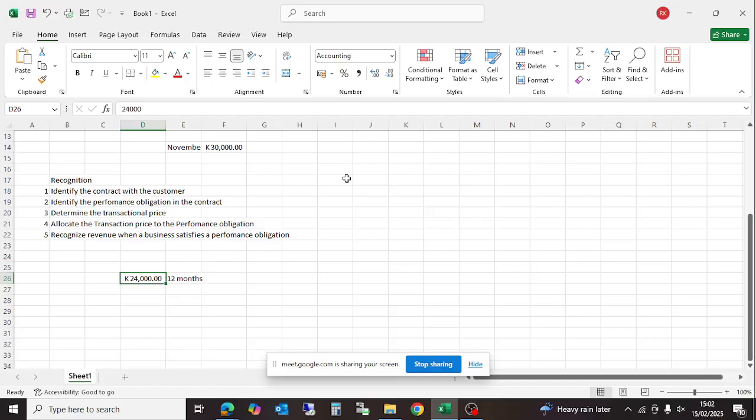I think we'll still do the same. Yeah, it's actually similar because we recognize the revenue gradually as construction progresses, based on the work that they have completed.